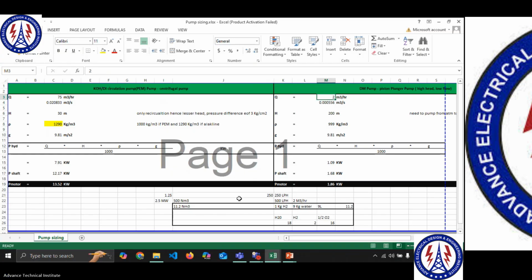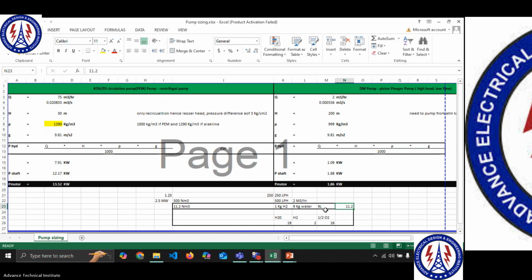Now, 11.2 Nm cube is equal to 1 kg of hydrogen, right? Remember the conversions. So 1 kg of hydrogen needs 9 kg of water, because 9 kg of water breaks down and 1 kg of hydrogen is generated. So that means for generating 11.2 Nm cube, you need about 9 liters of water, theoretically.